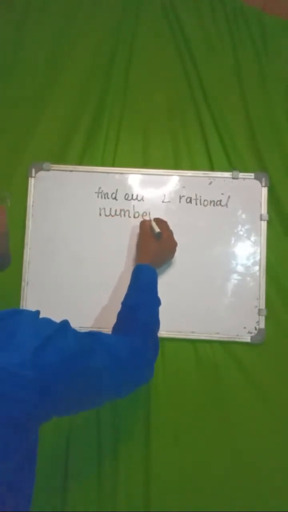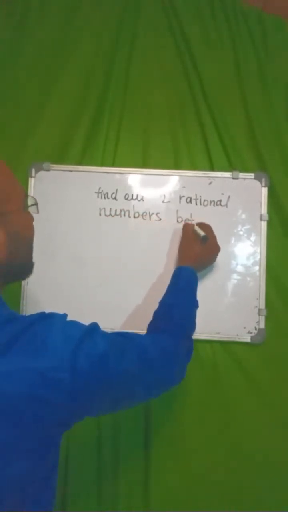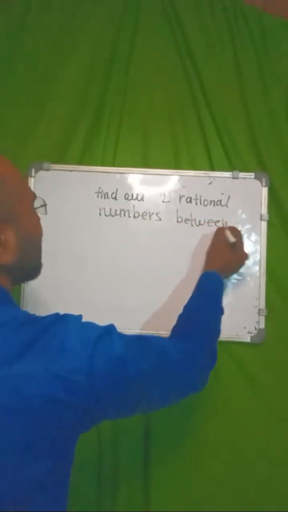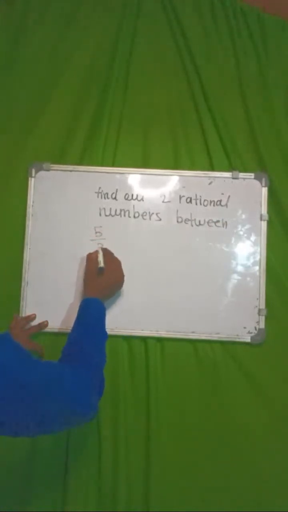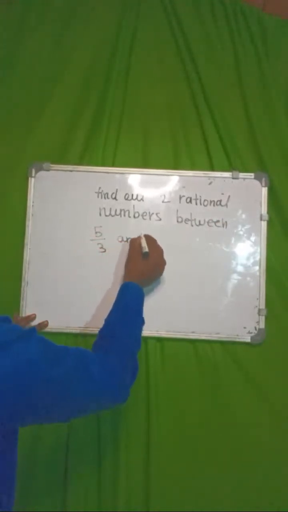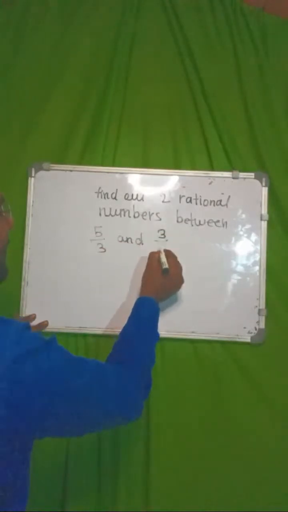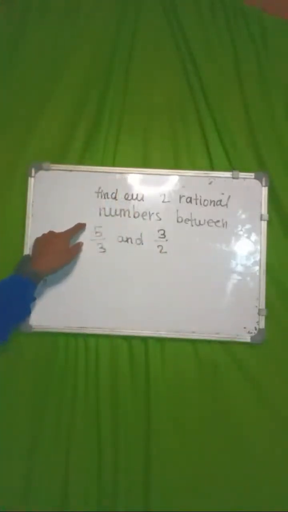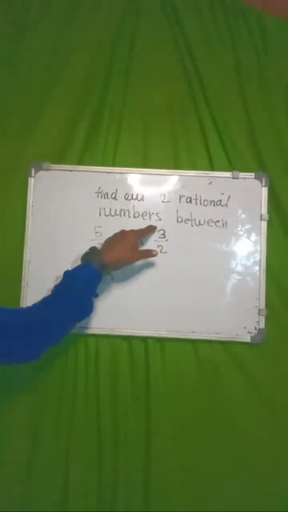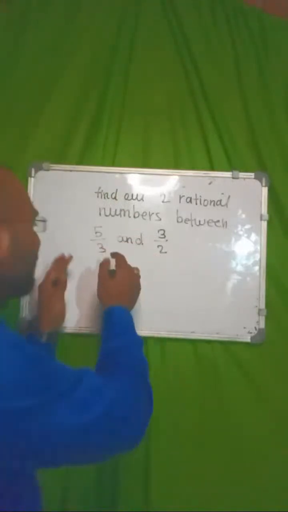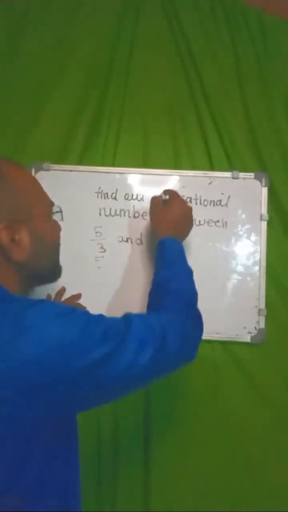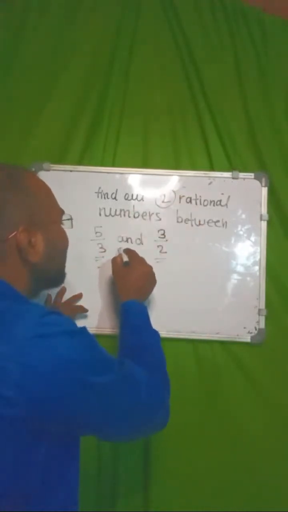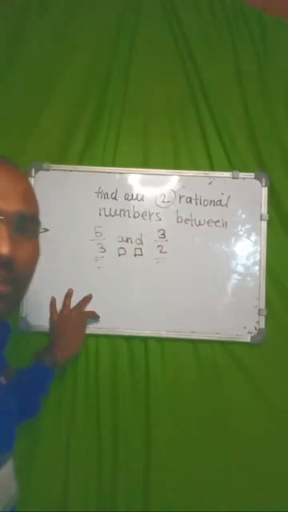Find out two rational numbers between. Suppose the numbers are 5 divided by 3 and 3 divided by 2. Question is clear now? I have two rational numbers, one is 5 divided by 3 and another one is 3 divided by 2. And between these two rational numbers, we have to find out another two rational numbers.